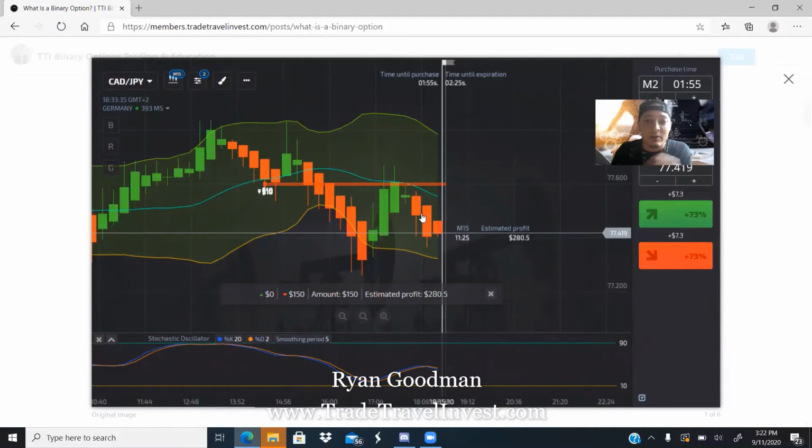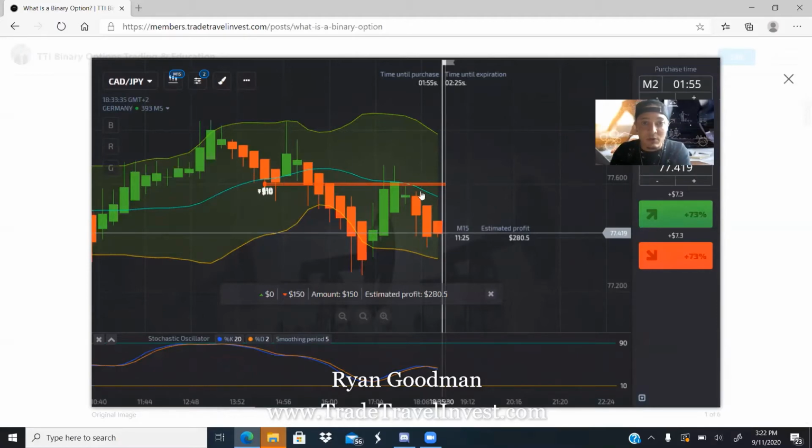If it's below my line, then I will make my 87% profit, because when I took this trade, it was at 87%. I put $150 risk. You can see right here is my $150 risk. That's how much I put on this trade, and it's the most I could possibly lose on this trade setup if it had gone the wrong way and closed above my red line.